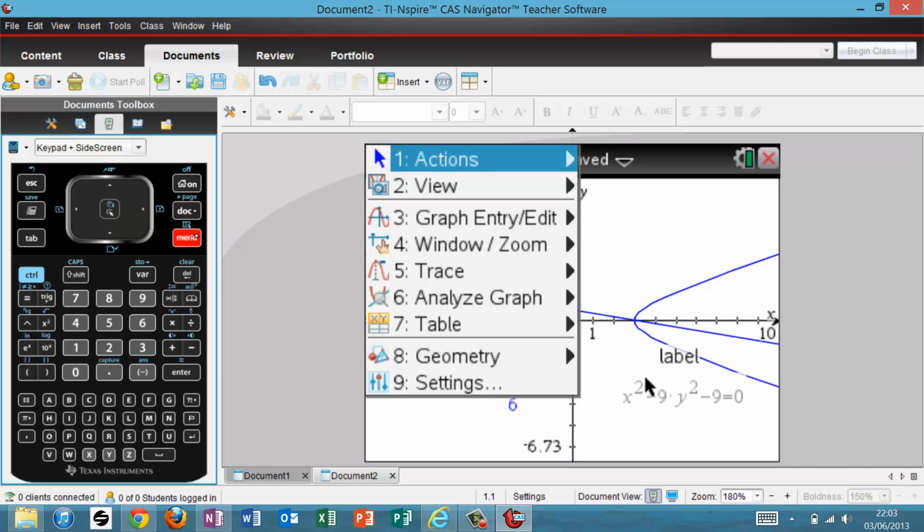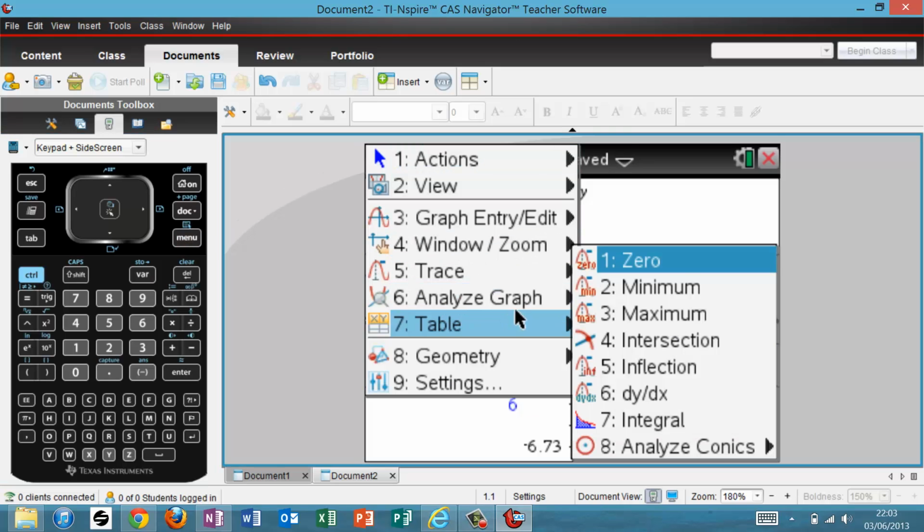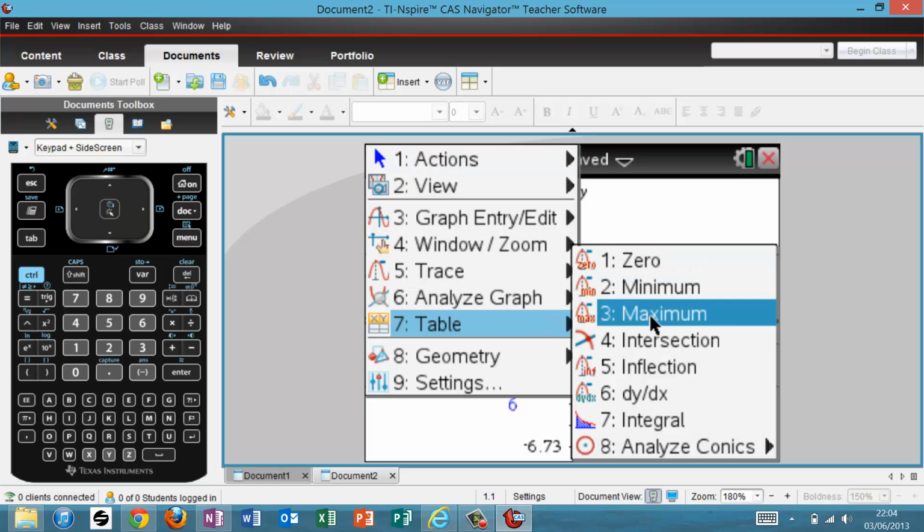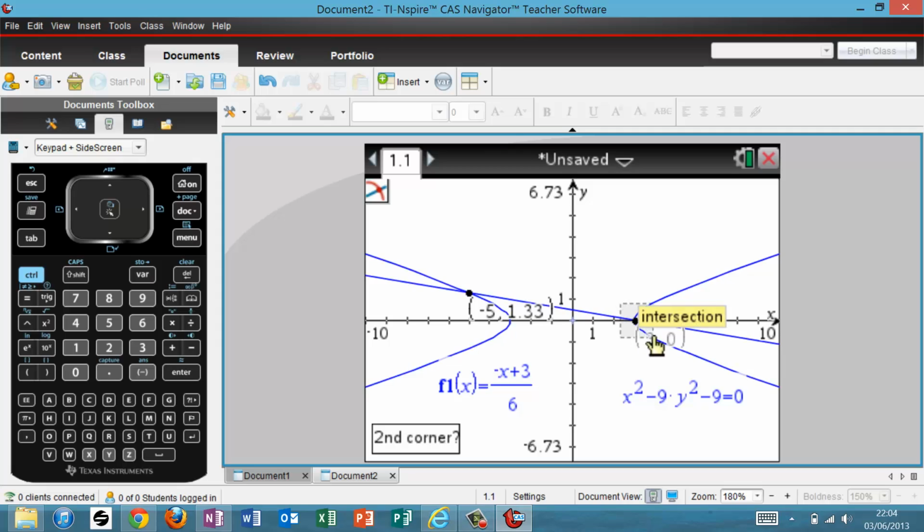Let me just check to make sure you can actually do this. Analyze graph, intersection. Yep, I can draw, it says first corner, so I'm actually trying to draw a box. First corner means the top left of a box I draw, so I'm going to put a point there, and then move this down and put a point, and it found an intersection. That is so awesome. I can do another one here. So those are my answers: negative 5, 4/3 and 3, 0.